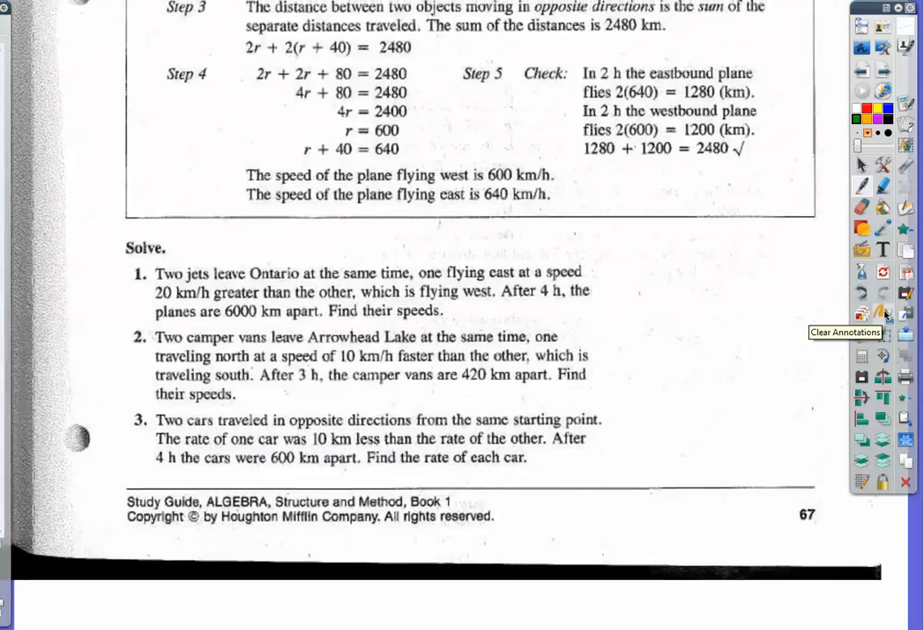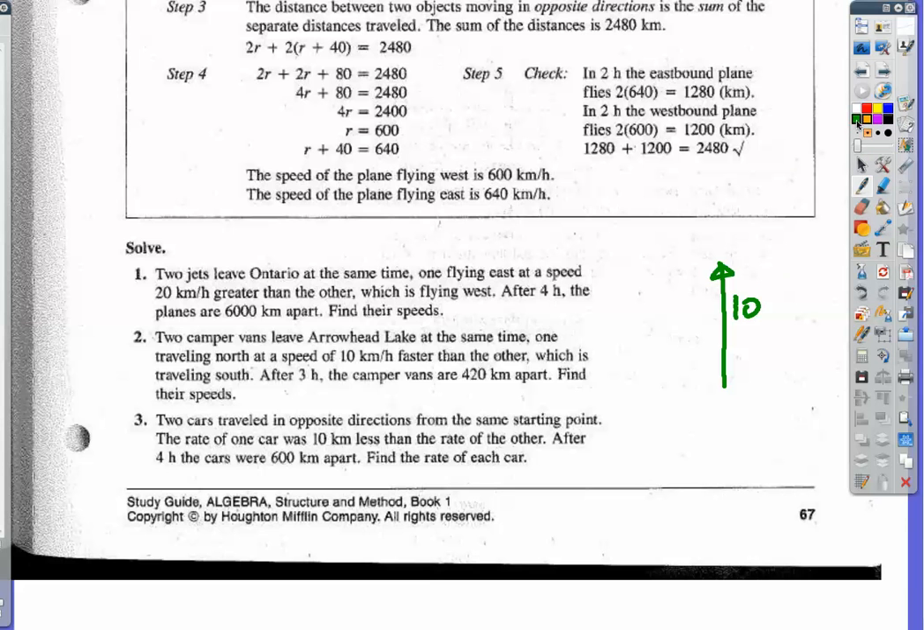So I'm going to do number 2. We have 2 camper vans leave Arrowhead Lake at the same time, one traveling north. I'm going to draw this, traveling north at a speed of 10 kilometers faster than the other, which is traveling south.